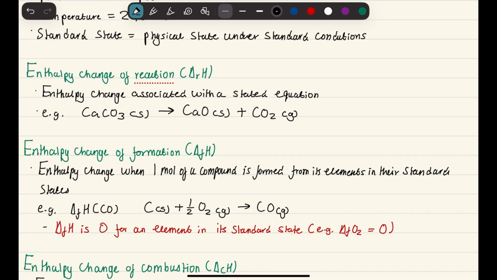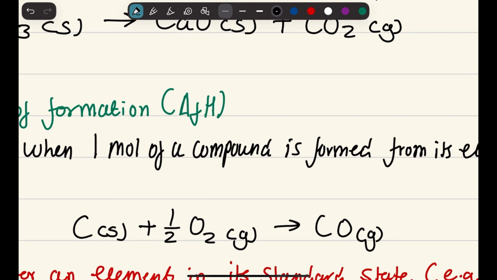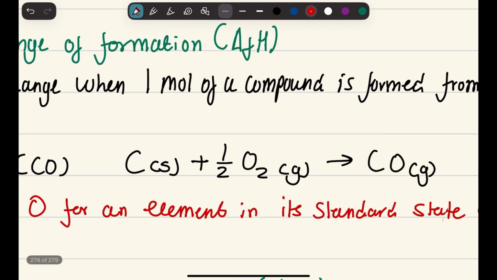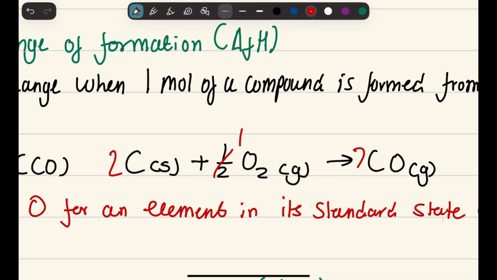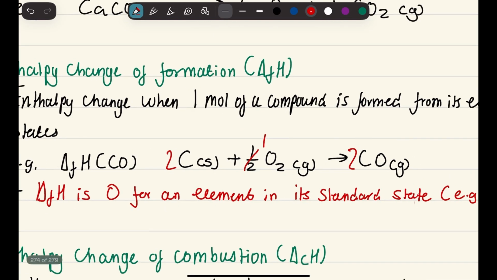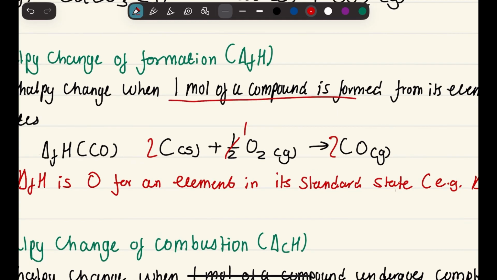Now, why have we done half? Why would I not just, we'll do it in red because it's not right, say, okay, times everything by 2, make this 1, and that's 2? Now, because we're forming 1 mole of a compound. We're forming 1 mole of a compound. That's really important. So making sure that your compound, your product at the end, only has 1. And that should only be 1 product ever.